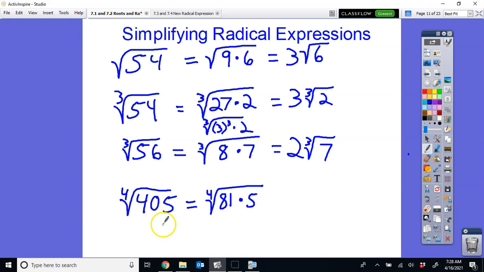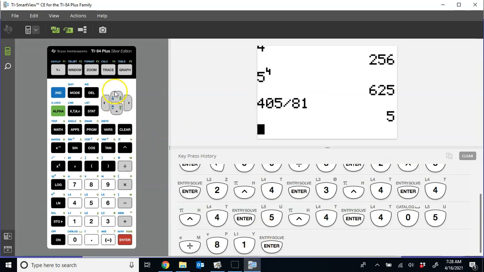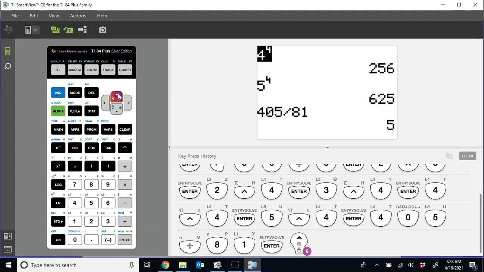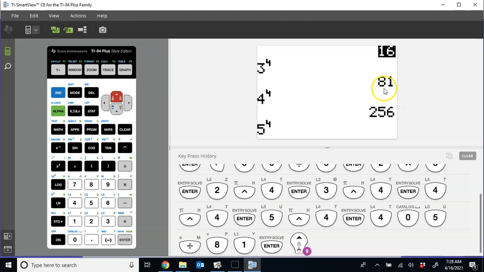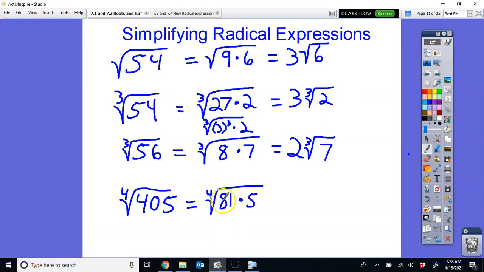Notice again, this whole factoring thing still comes into play, right? So the fourth root of 81, think about it back here. What gave me 81? 3 to the fourth power was 81. So the fourth root of 81 would be 3. And the fourth root of 5 would stay on the inside.